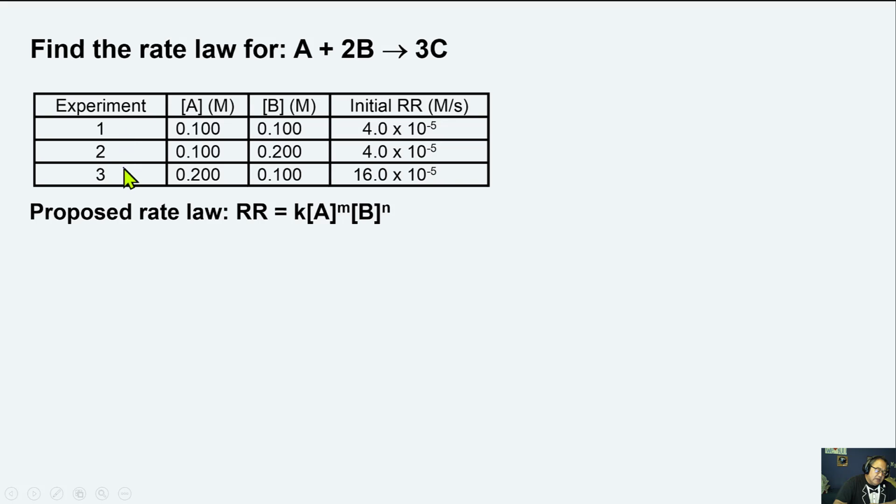Which experiments does A change in? So the way this is set up is for experiments 1 and 3. And then the other thing that needs to be true is these are equal. Does that make sense? That way I'm only looking at the change in one variable. Now this is my initial reaction rate over here.